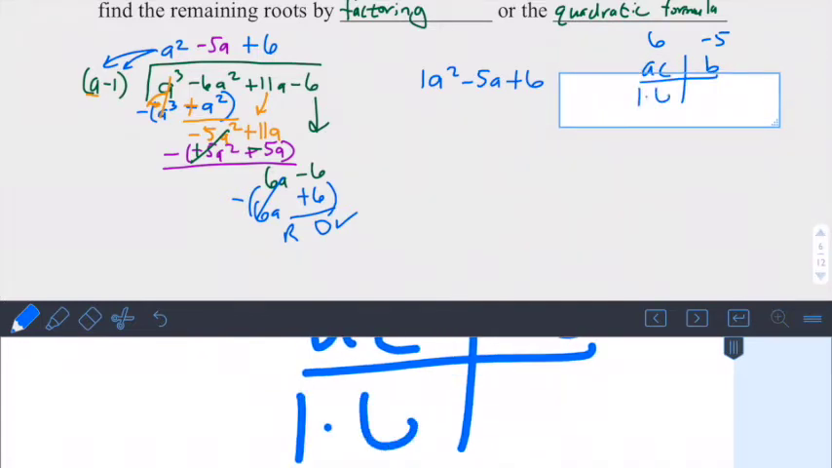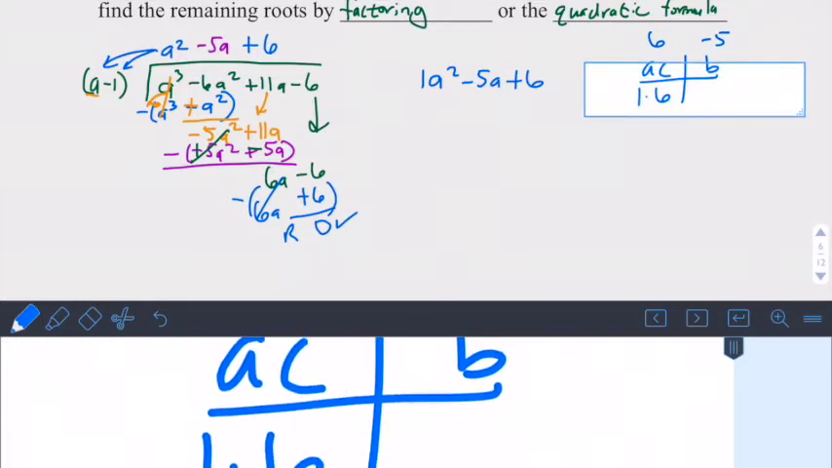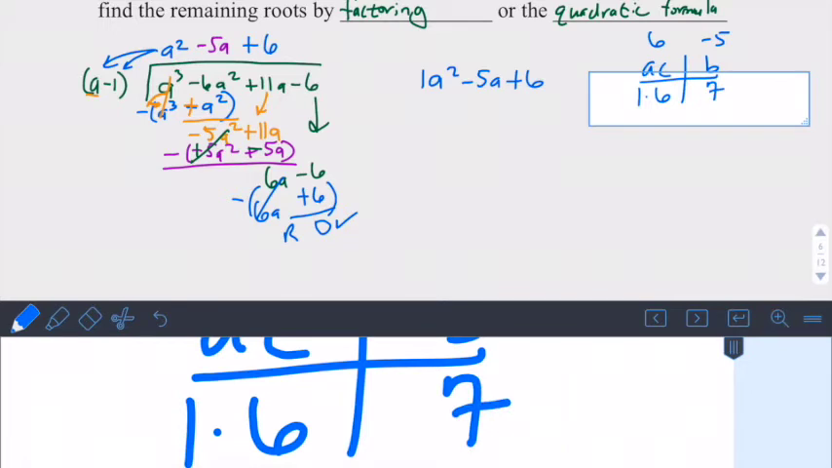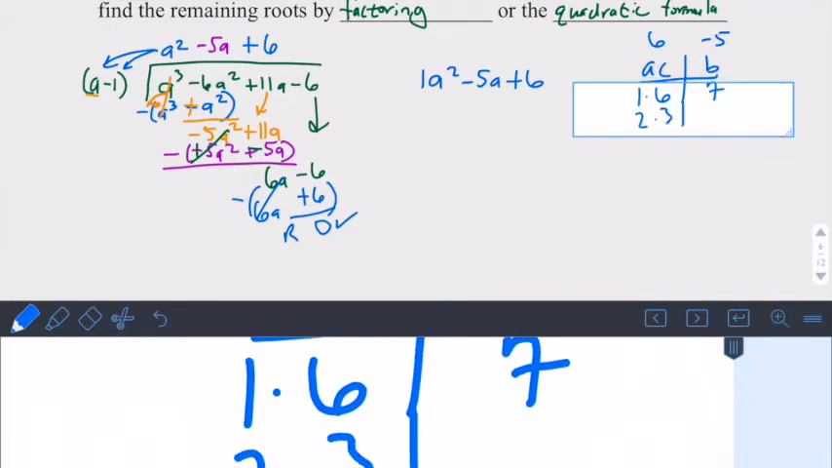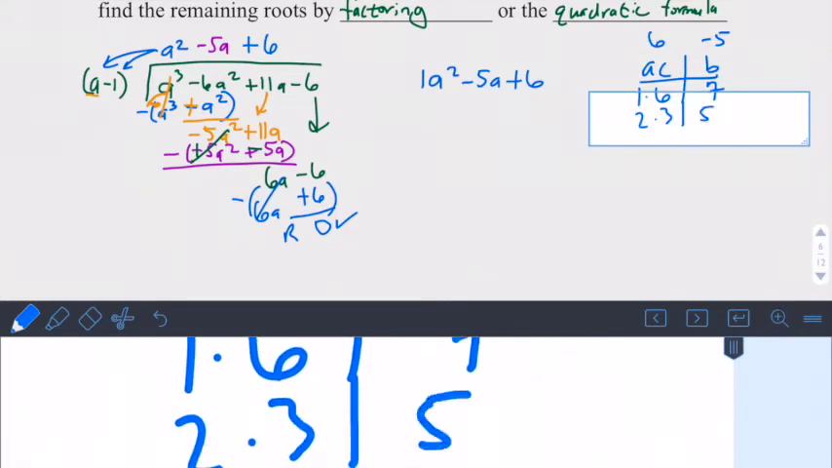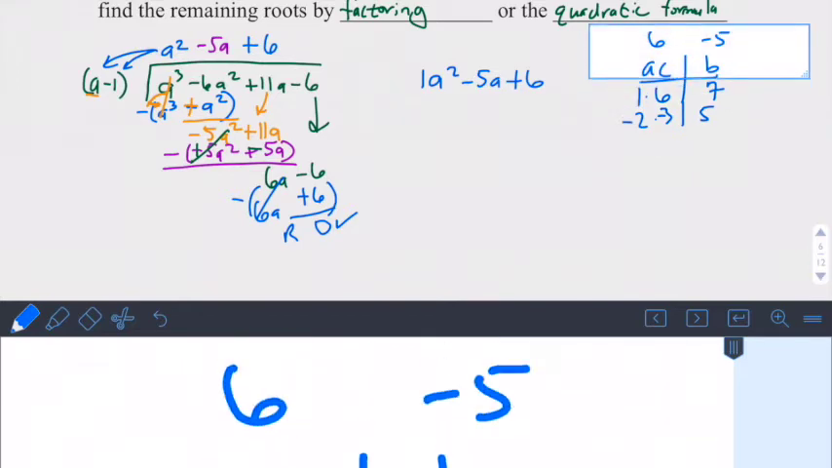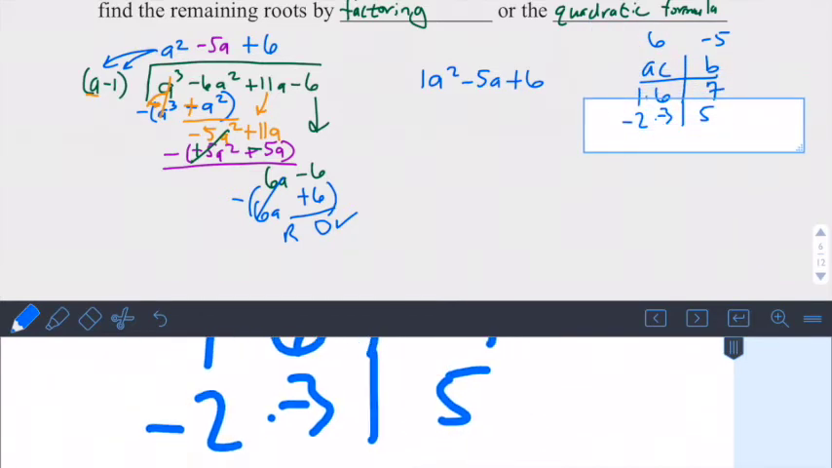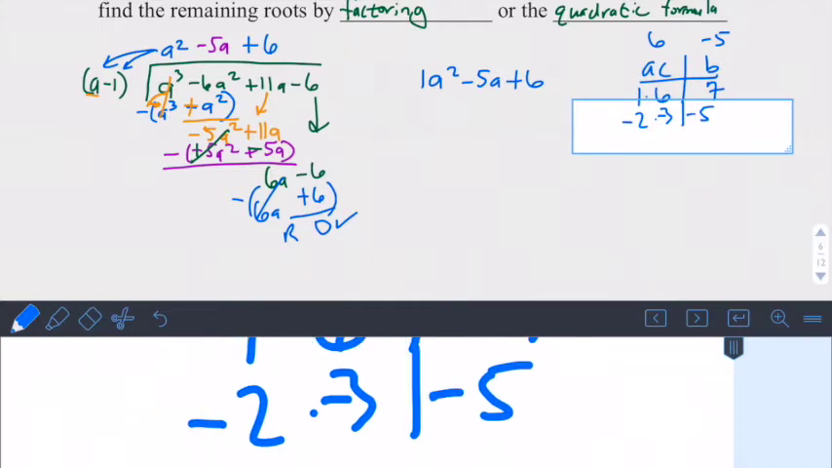Well, 1 times 6 is 6, and 1 plus 6 is 7. That doesn't work. 2 times 3 is 6. 2 plus 3 is 5. So I'm going to make them both negative. Negative times a negative makes positive 6, and negative 2 plus negative 3 is negative 5.